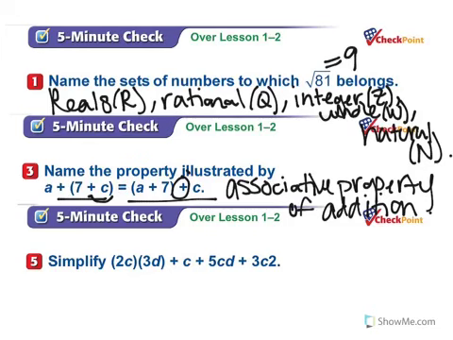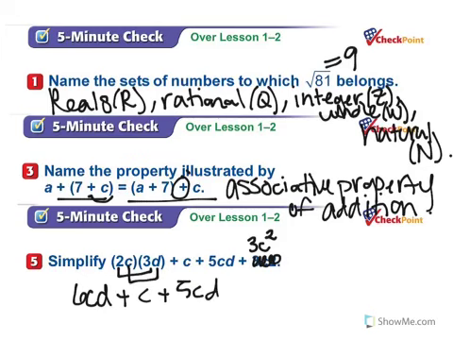For number 5, simplify 2c times 3d plus c plus 5cd plus 3c squared. First thing we're going to do is multiplication. We multiply the 2 and the 3, which gives us 6, and the c and the d, so that's 6cd plus c plus 5cd plus 3c squared. Then we're going to combine like terms.